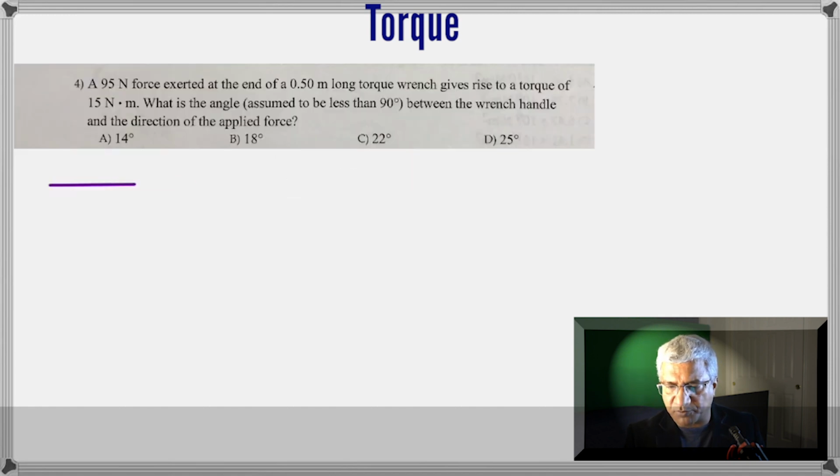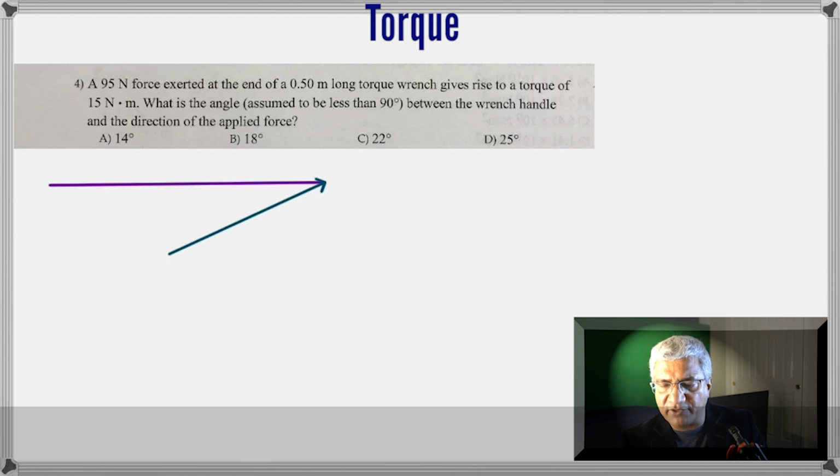So let's work out a problem on that one. So here is the problem. You have a 95 Newton force exerted at the end of a 0.5 meter long torque wrench, which gives rise to a torque of 15 Newton meter. What is the angle? And assume that it's less than 90 degrees between the wrench handle and the direction of the applied force. So you're given the force, 95 Newton, you're given the length, 0.5 meter, and the torque, we have to find the angle.